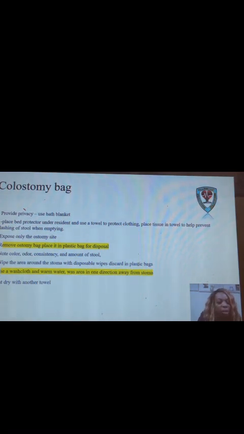You wipe the area around the stoma with those disposable wipes, and you discard those wipes in plastic bags. Use a warm washcloth when you are cleaning around the stoma, and you want to clean in one direction away from the stoma. And then you will pat the skin dry with another towel.